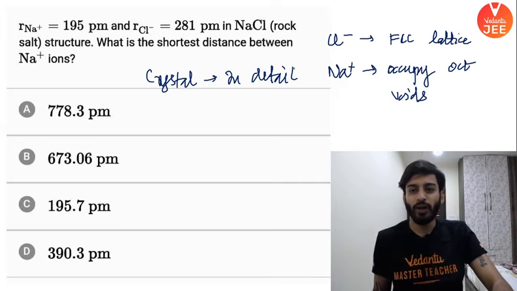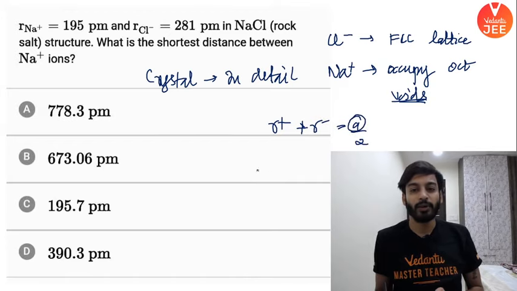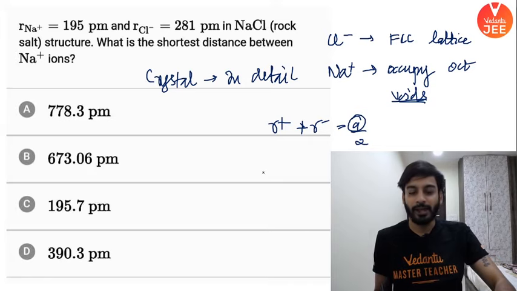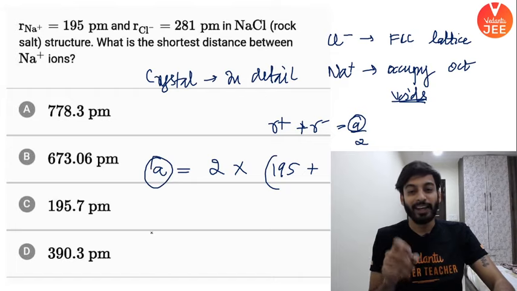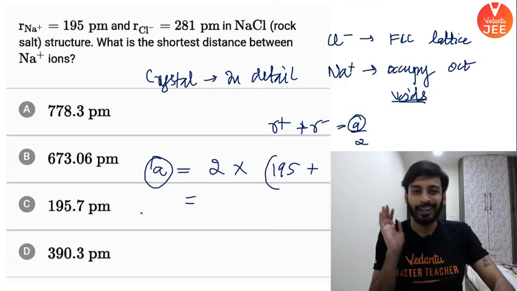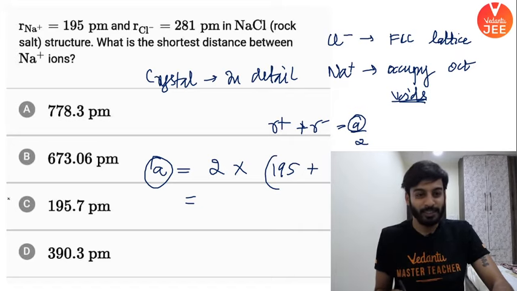So check this out. Now what will happen, beta? Slight knowledge. When I see octahedral void, R plus plus R minus is equal to A by 2, right? Edge length will come from it. Cation and anion radius is given to us. So 195 plus 281, whatever the answer is, into 2. From here you will get edge length, right? You will get a value of around 900 something. Solve it, you will get the answer around 900 something. But that is not what they are asking. They are asking what is the shortest distance. The answer to this question is option B.